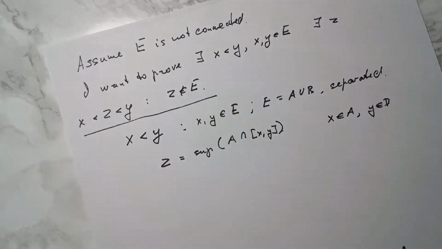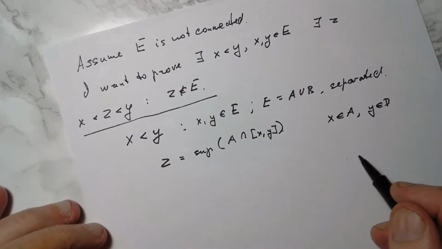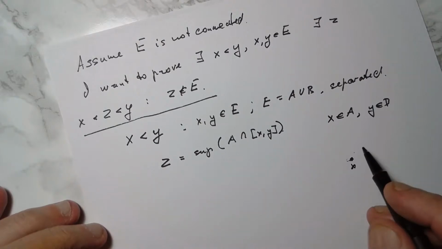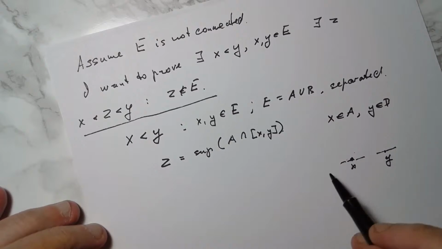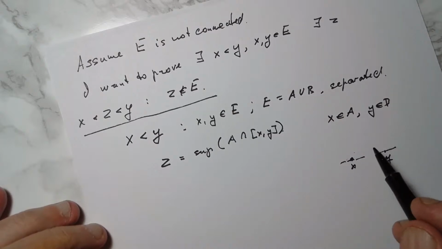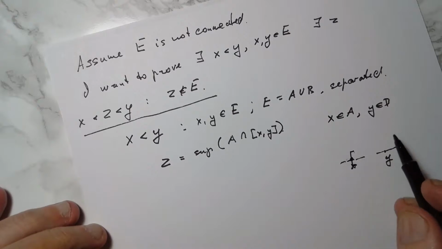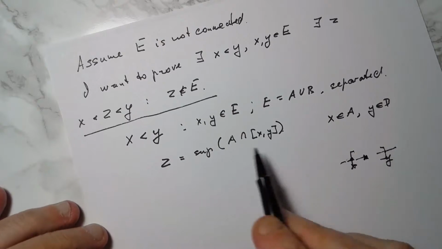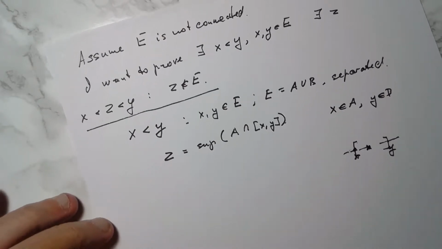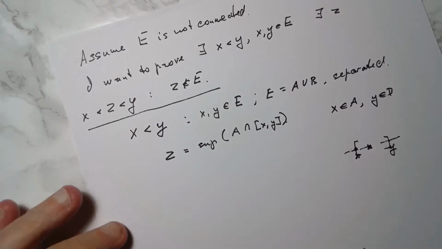I don't know how to draw a picture of it. Again, there is A union B, so the point x is in A. Somewhere here there is A, and somewhere here there is the point y, which is in B. These two sets are separated, and what I'm going to do is look at the supremum of all points in here. So the supremum here of A intersected with xy will be somewhere here. And there are two possibilities.